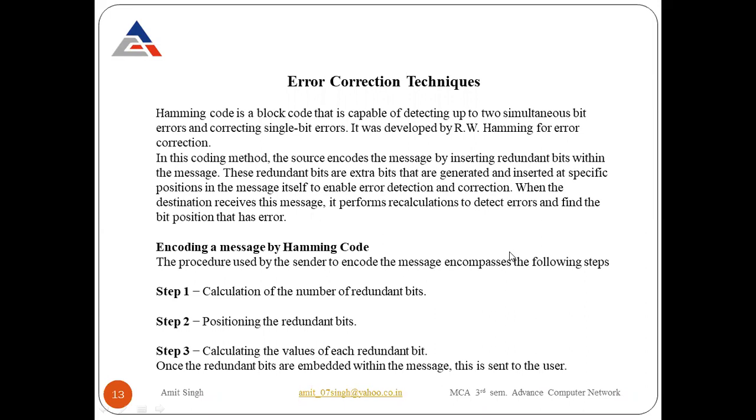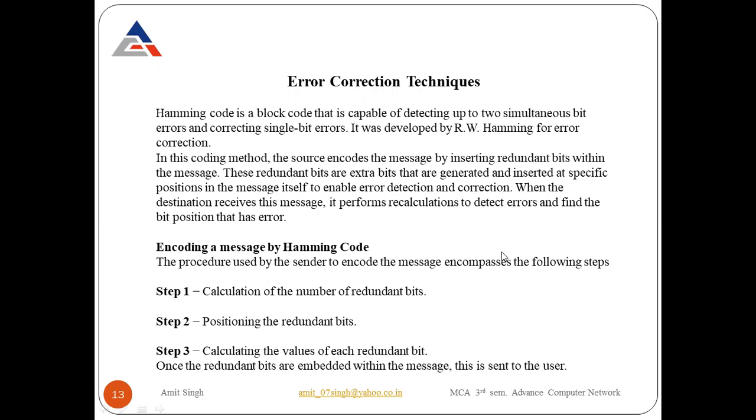Second, positioning the redundant bits. Now, select the position of these extra bits in a particular frame. For example, you may fix the first redundant bit at the third position, then seventh, then ninth, then tenth. And third, calculating the values of each redundant bit. Now we are going to calculate the value of every extra bit that we are going to add in the Hamming code. Clear?